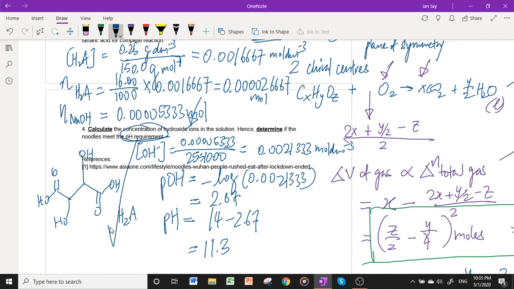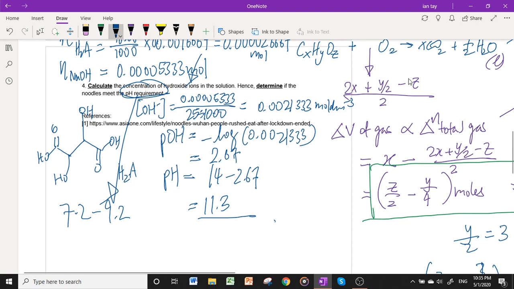What is the pH requirement? It's 7.2 to 9.2. Oh my, 11.3 is way out of the range. So eating these noodles will probably be a pretty uncomfortable experience. I don't think it's very tasty. Imagine, wow, it is as alkaline as this concentration of sodium hydroxide, 0.002 mole per dm³. It is pretty alkaline already. So I don't think it will taste good.